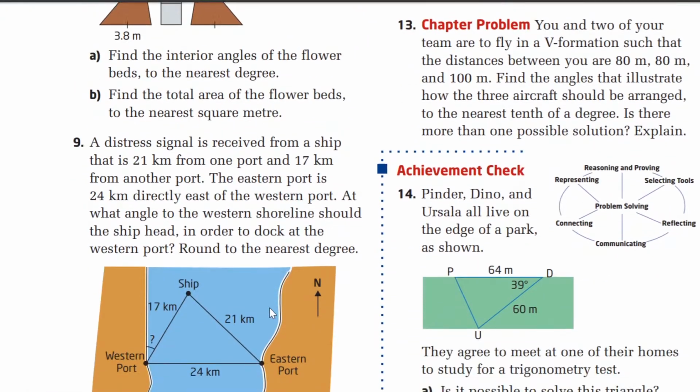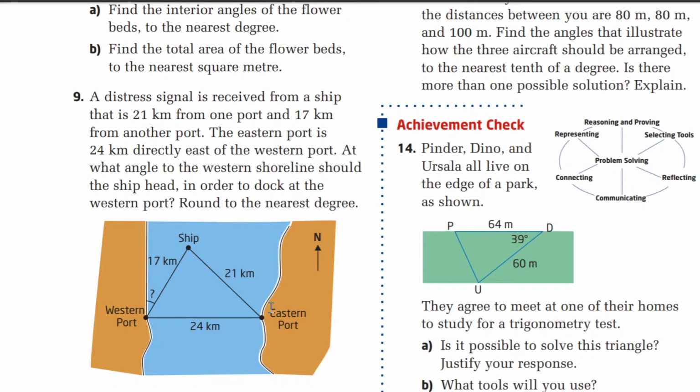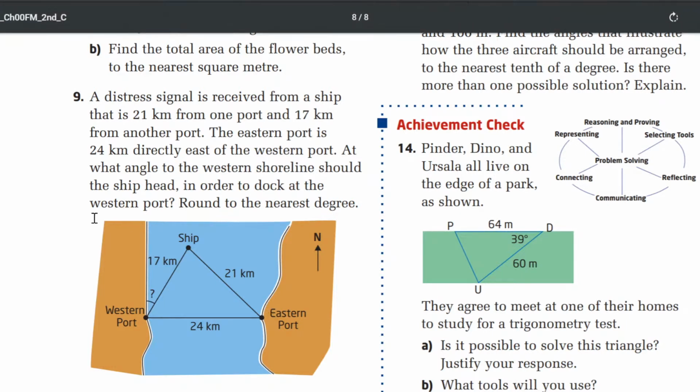Question number 9 is talking about a distress signal received from a ship that is 21 kilometers from one port, 17 kilometers from another port. The eastern port is 24 kilometers directly east of the western port. At what angle to the western shoreline should the ship head in order to dock at the western port? Round your answer to the nearest degree here.